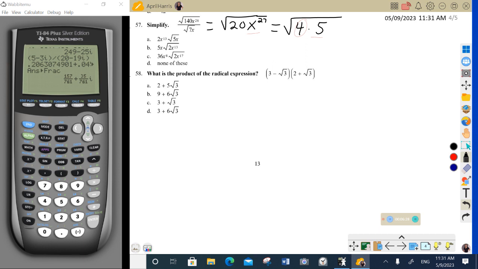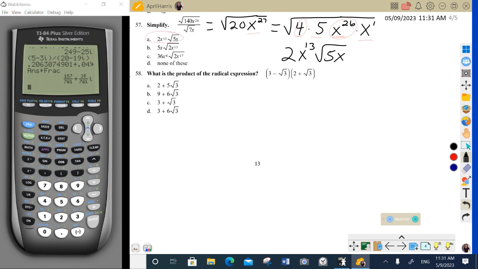Well, 27 is not divisible by 2. So what's the biggest number below 27 that's divisible by 2? That is x to the 26th. So I want to rewrite x to the 27th as x to the 26th times x to the 1st. That'll be our perfect square. That's what's left. So I'm left under the radical, the square root, with 5x. The square root of 4 is going to be 2. And the square root of x to the 26, you're dividing the exponent by 2. You get x to the 13th. And so A is the answer.